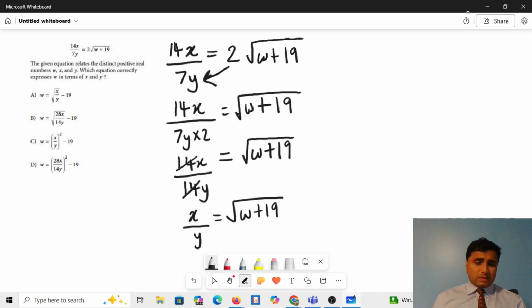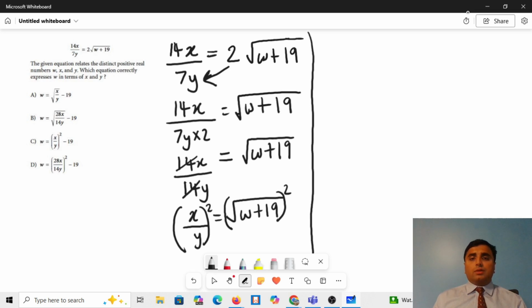Now we square both of these sides. We'll square the left side, and then we'll square the right side, and that is going to give us x over y whole squared is equal to w plus 19.